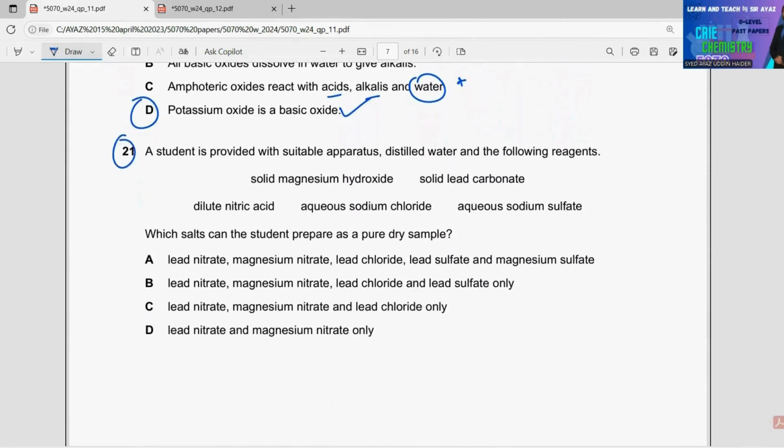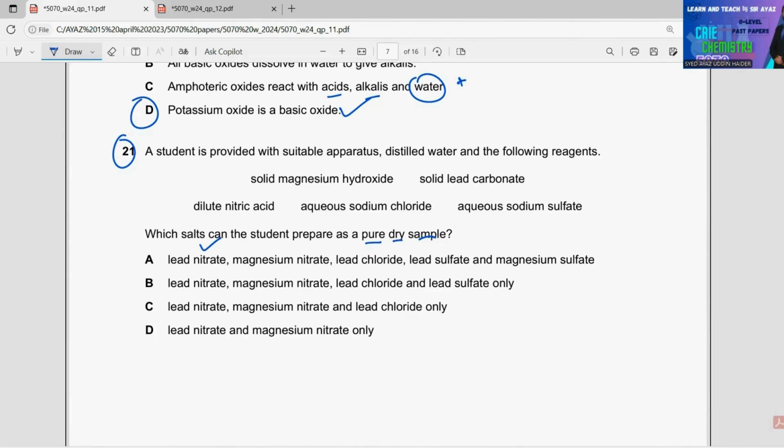21. A student is provided with suitable apparatus to distill water and the following reagents: solid magnesium hydroxide, solid lead carbonate, dilute nitric acid, aqueous sodium chloride, aqueous sodium sulfate. Which salts can the student prepare as a pure dry sample? Now, can we make lead nitrate from this information? Solid lead carbonate will definitely react with dilute nitric acid. So we can make it and we'll get this as a pure dry sample.